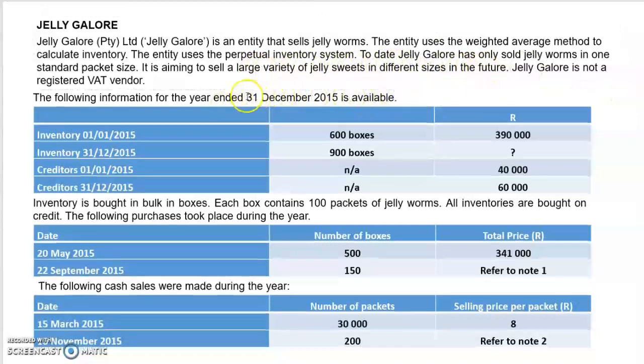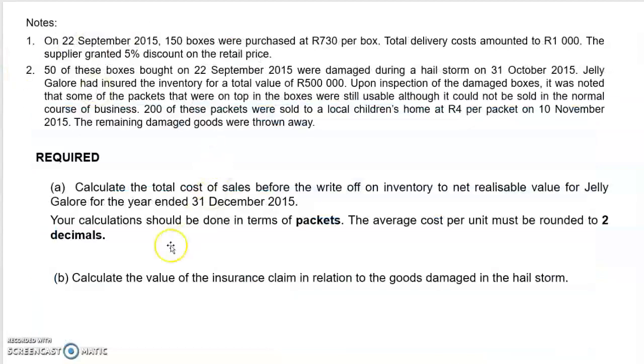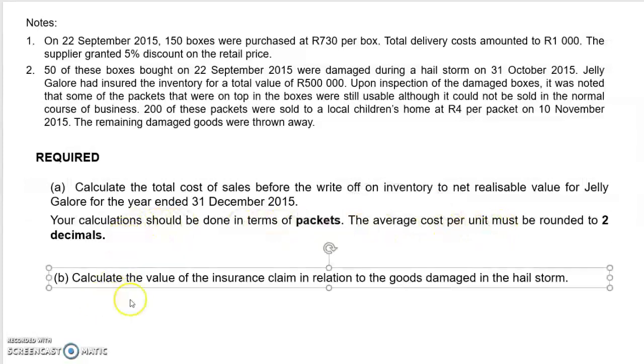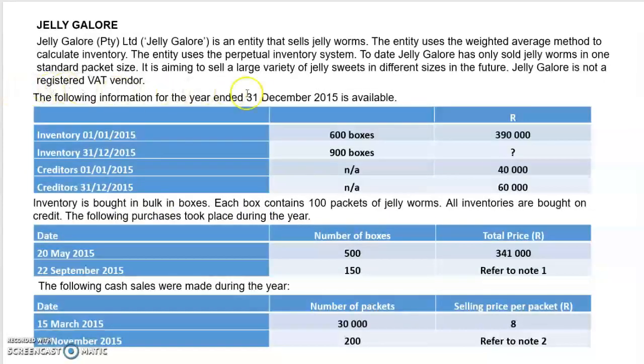Now, the following information is available for the year ended 31 December 2015, and let's just check what they want from us. Calculate the total cost of sales before the write-off of inventory to net realizable value for Jelly Galore for the year ended 31 December 2015. Your calculation should be done in terms of packets. The average cost per unit must be rounded to 2 decimals. And then on the B side, calculate the value of the insurance claim in relation to the goods damaged in the hailstorm. Okay, so let's go back to the question.